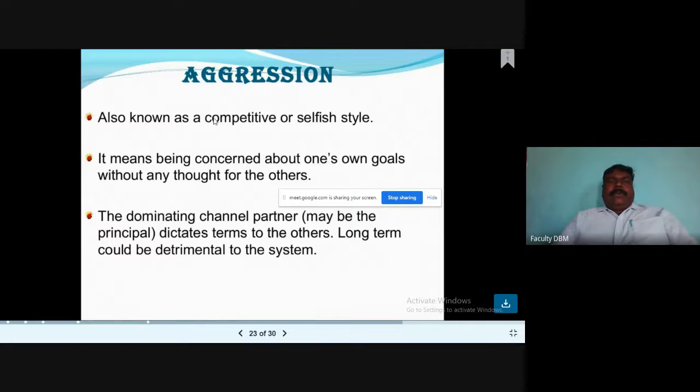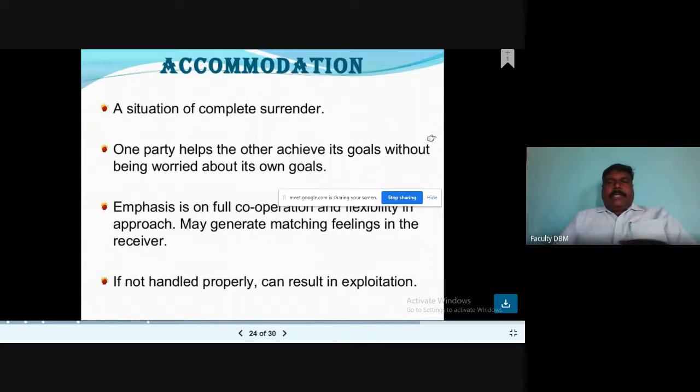Aggression, also known as the competitive and selfish style. It means being concerned about one's own goals without any thought of others. He thinks about himself. Dominating channel partner, maybe the principal dictates the terms to others. Long term it could be detrimental to the system. So he is very dominating. "I said you shut up, you keep quiet," he says, and he dominates and dictates to others, and wants to encash his own style. That is the selfish style, that is aggression.